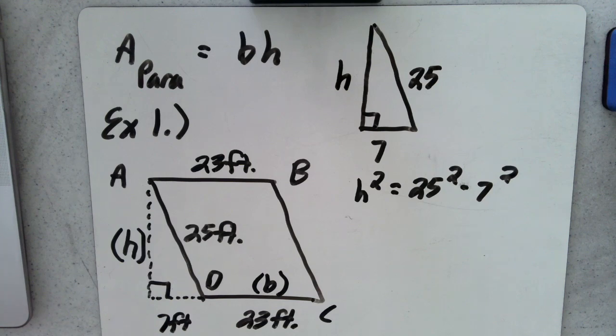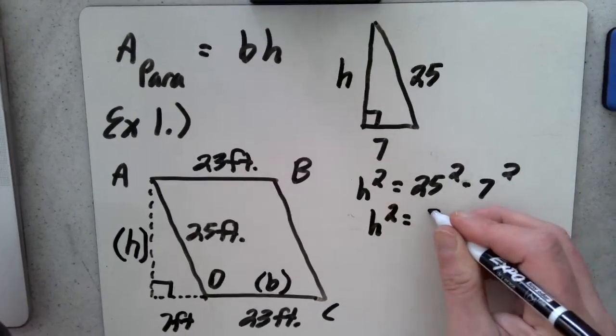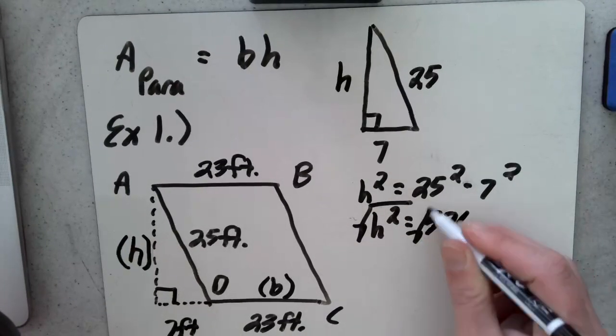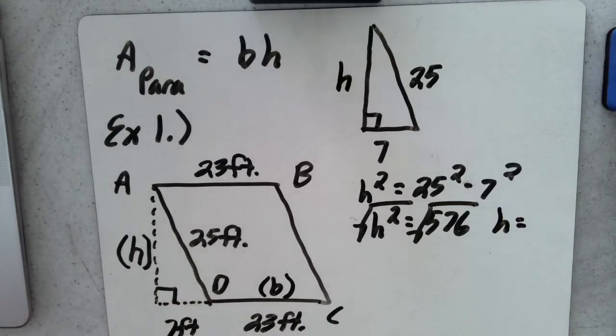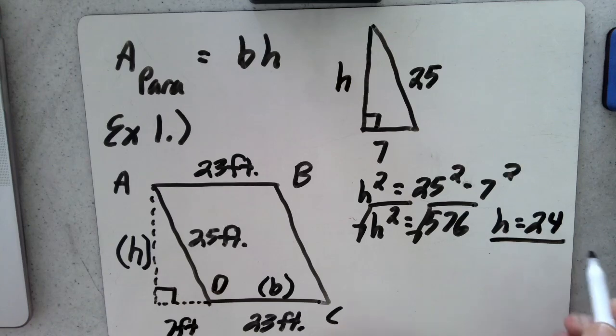So I can go to my calculator and actually just type that in. I can go 25 squared minus 7 squared. I get that result is 576. So we get h squared equals 576. Take the square root of both sides, and that would give me h equal to 24. H equals 24.